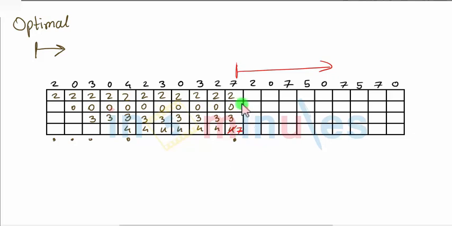So working with it, next 2 0 3 7, hit. Next 2 0 3 7, hit. 2 0 3 7, hit. 2 0 3 7, miss.